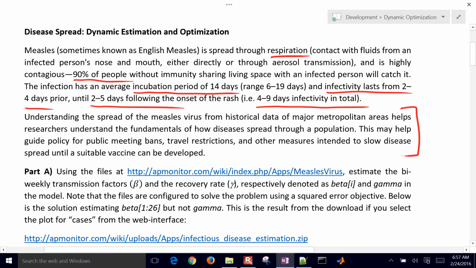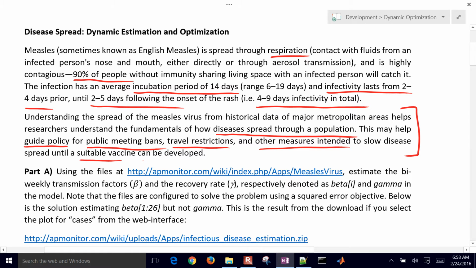So we want to understand the spread of the measles virus from historical data of major metropolitan areas. We're going to use Bangkok, London, and New York data to help us understand the fundamentals of how this disease spreads through a population. And so this is going to help guide things like public policy, to ban public meetings, travel restrictions, and other measures intended to slow disease until a suitable vaccine may be able to be developed.